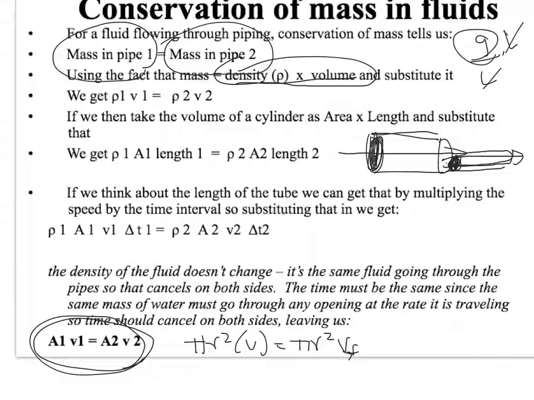And this is really no different than you taking a hose in the summertime and putting your thumb over it and decreasing the area, and the water shoots out a whole lot faster.